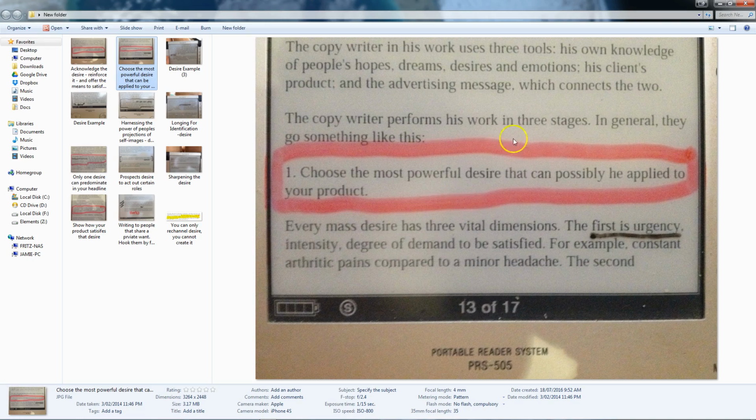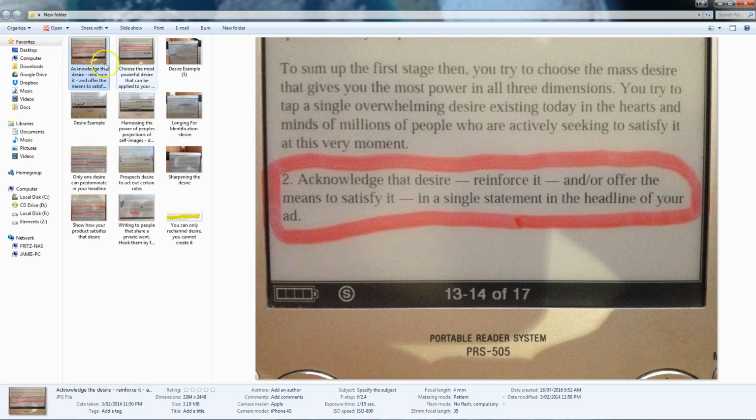It would not be the actual features of the lawnmower. The most fuel efficient lawnmower on the market? No, that's not a desire, that's a feature. A desire would be seeing a nice, trim, green lawn. Green as a putting green on a golf course. That's the desire.